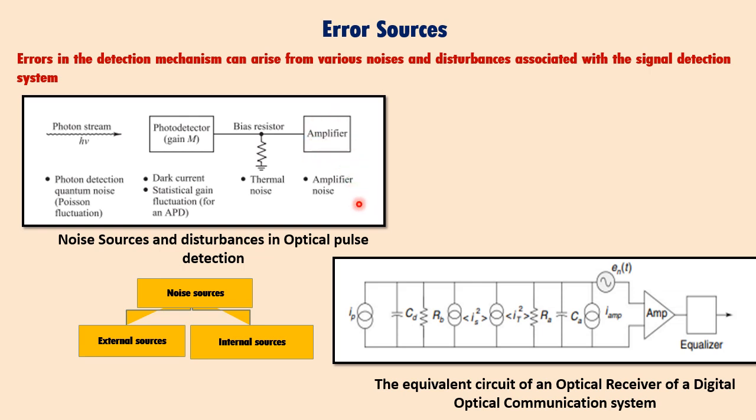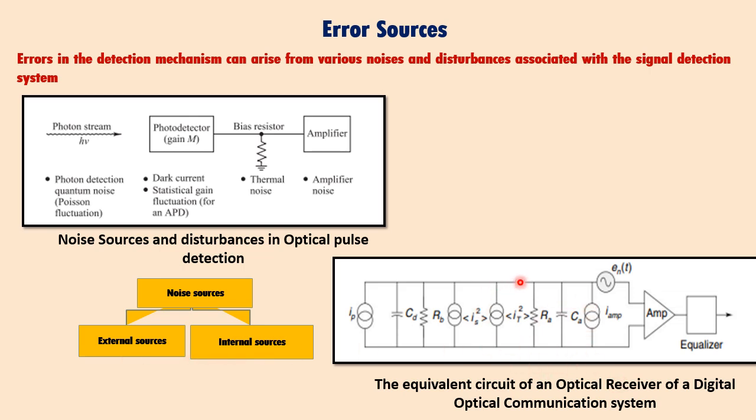So what we discussed in the third unit, the same types of noises or error sources are possible in the receiver circuit. Here, these noise sources can be classified into two types: external sources and internal sources.